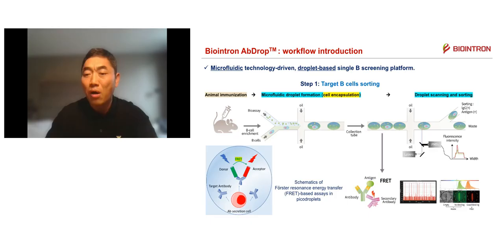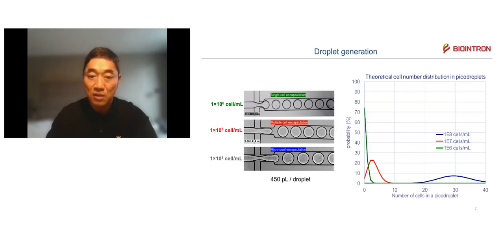They will be treated as waste, and so only the red ones will be sorted for further analysis. Before I go to the next step, I will pick up three details about how this labeling and sorting is done. This slide shows how droplet generation is done.